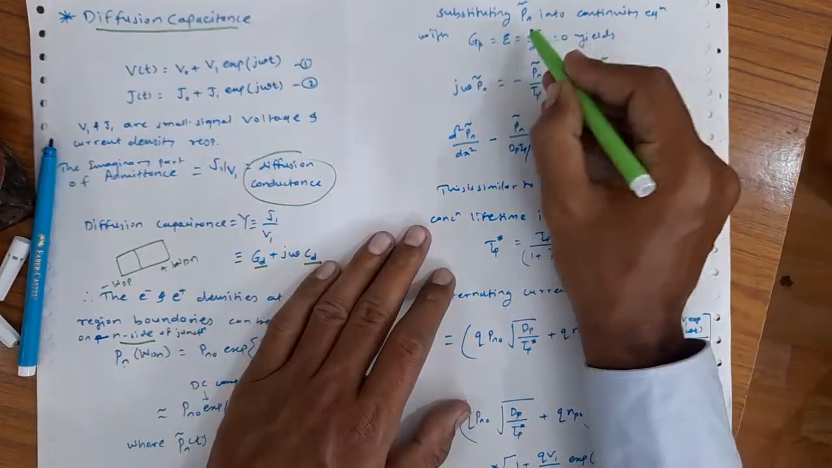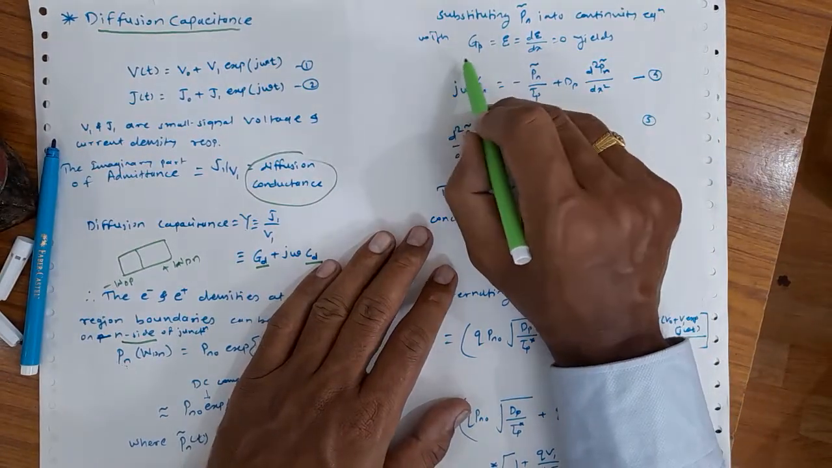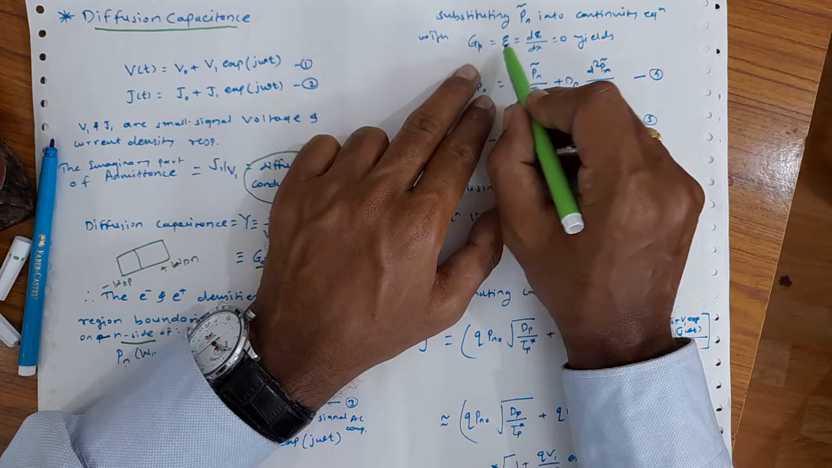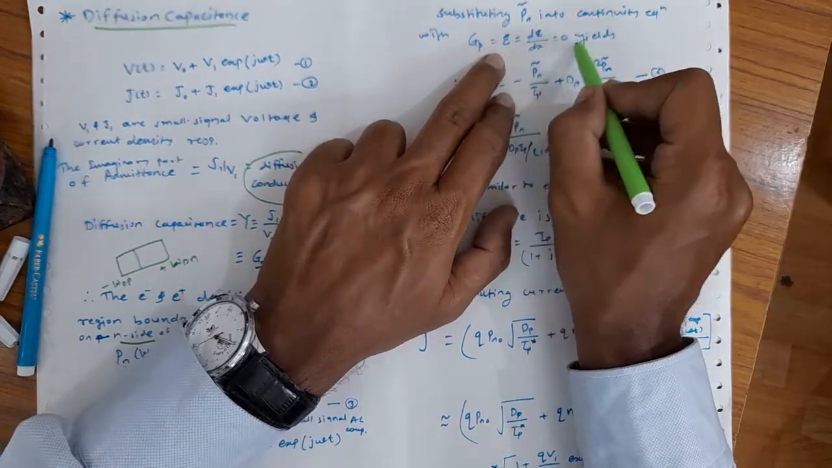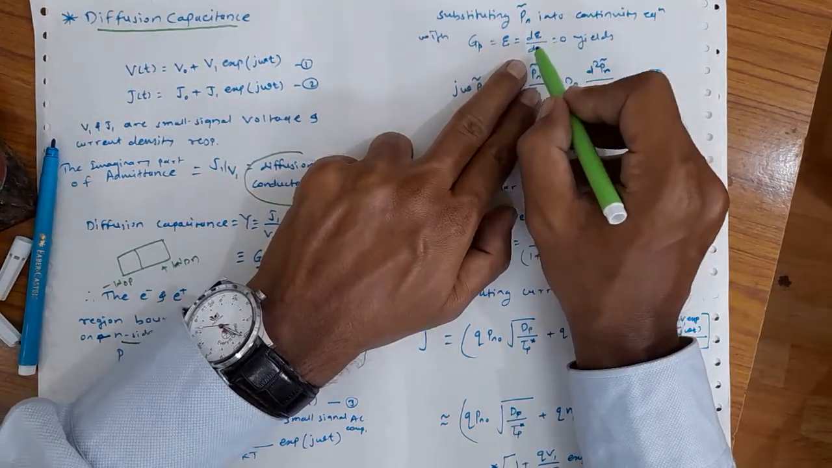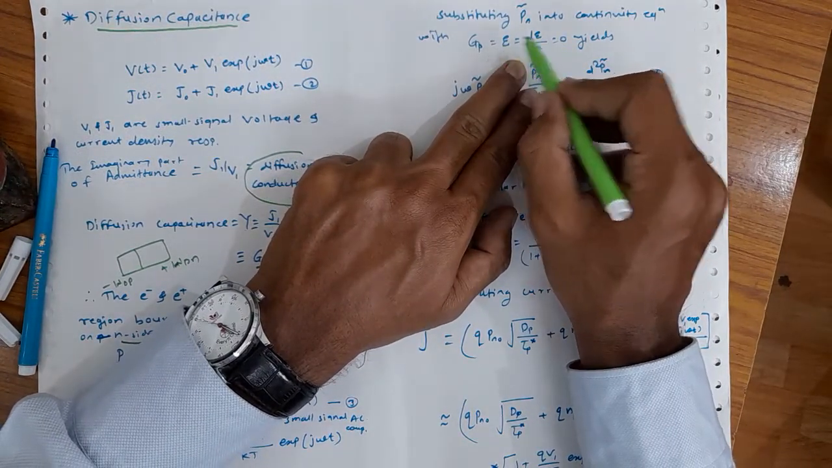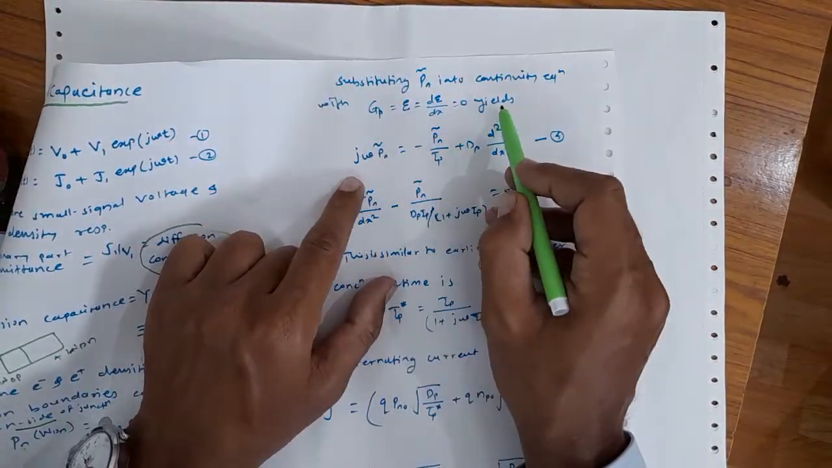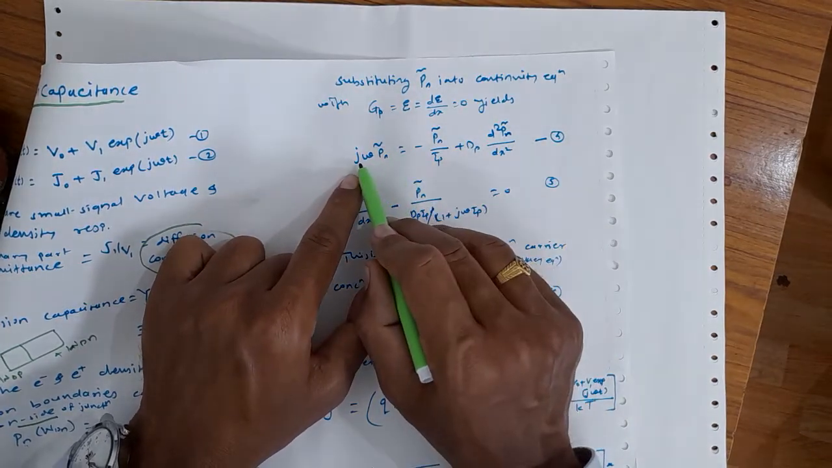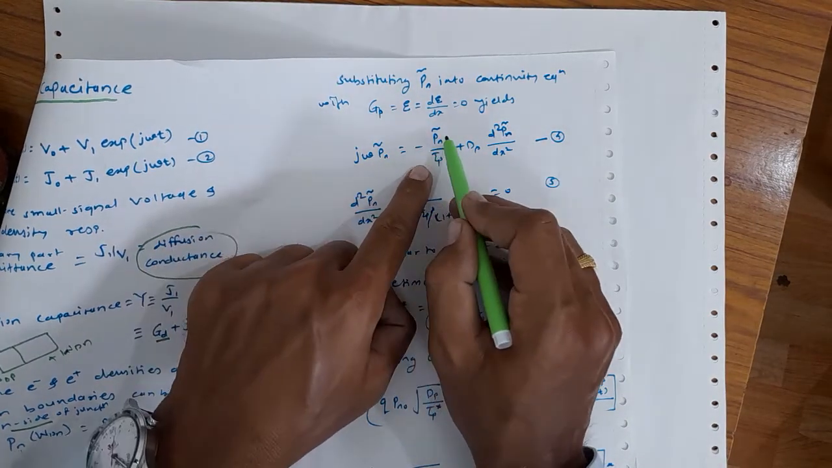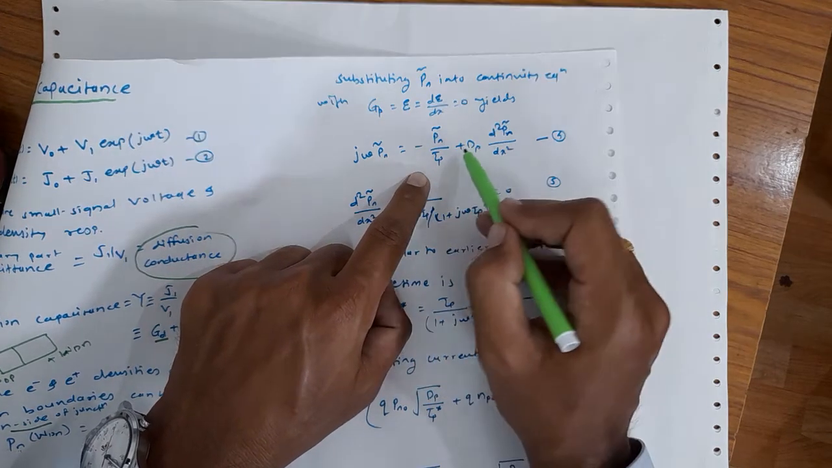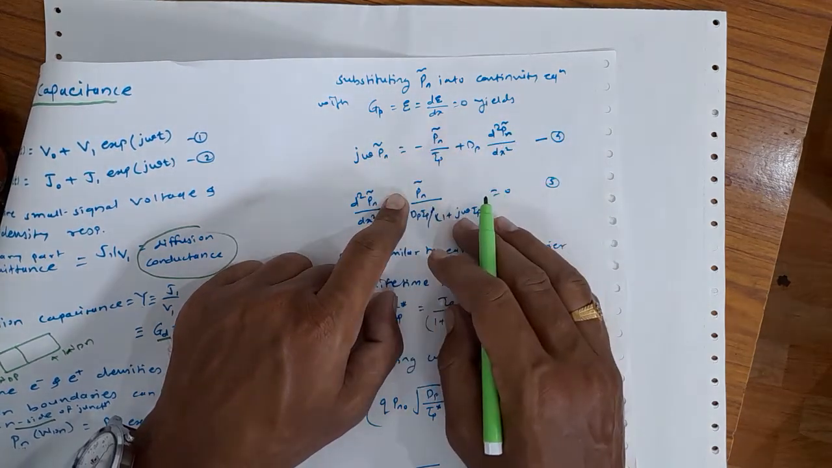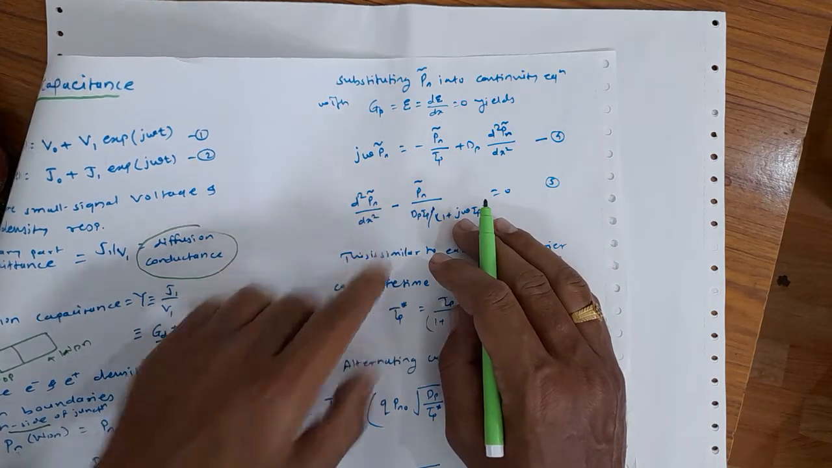Substituting this p tilde into the continuity equation, the generation rate of the holes is 0, and the electric field within the region is 0, so the gradient of the electric field also becomes 0. This gives us j omega pn tilde equal to minus pn tilde by tau p plus Dp times d2 pn tilde by dx square. This is the equation we can obtain from the equation of continuity.